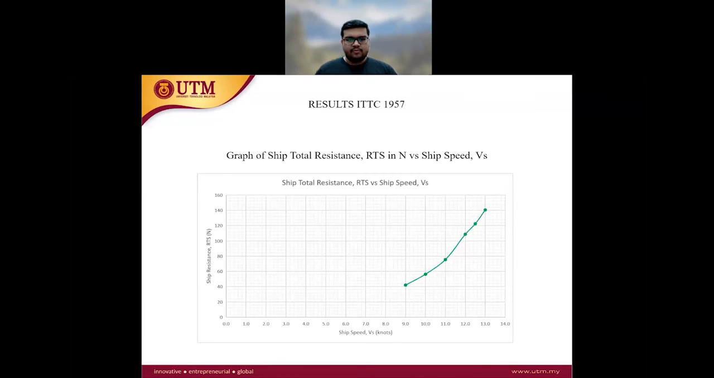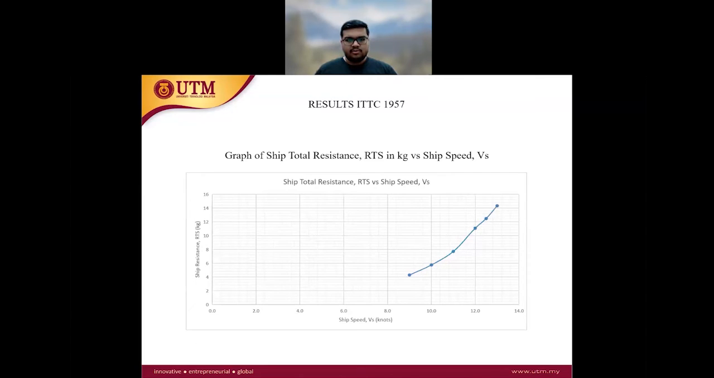A graph of ship total resistance in Newton versus ship speed is plotted. The graph of ship total resistance in kilogram versus ship speed is also plotted. From both graphs, we can see when the ship speed increases, the resistance of the ship will also increase.